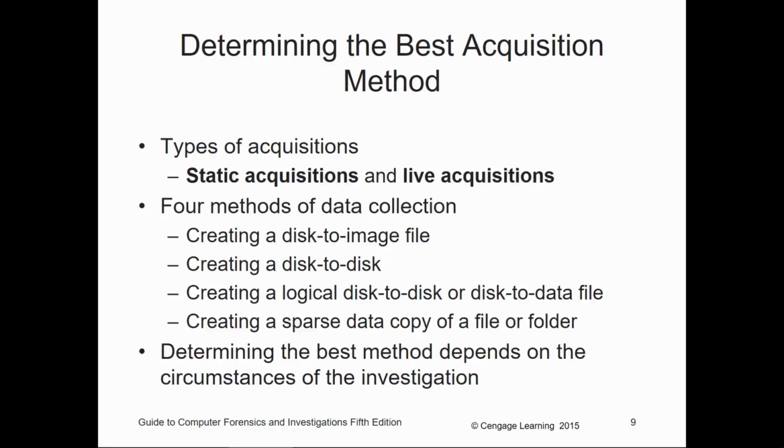There are different methods for the actual data collection process. Because again, we're making a bitstream copy. We do not want to work with the original. We want to work with at least one copy. Preferably when we do this, we make 2 copies. So the methods are a disk to image, a disk to disk, a local disk to disk, or disk to data type file, or a sparse data copy of files and folders.